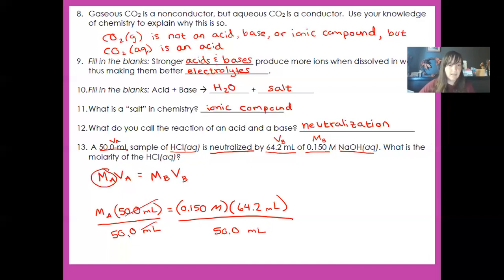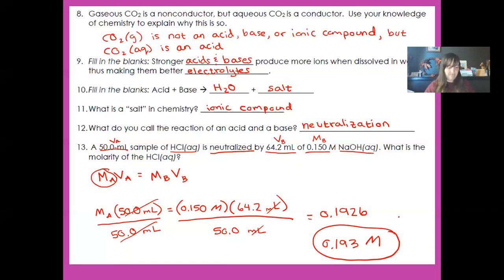So here, milliliters are going to cancel. So we have 0.15 molar times 64.2 over 50. I get 0.1926. Looks like I've got 3 sig figs in all my numbers, so I'll use 3 in my answer. So I'll say 0.193, and the only unit I have left is molar, for the molarity of the acid.